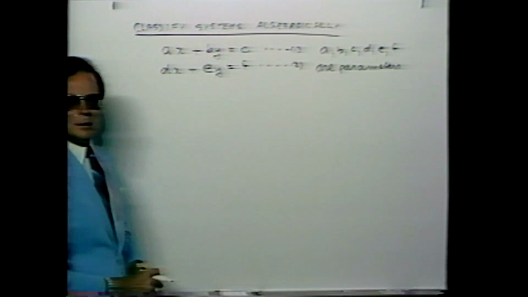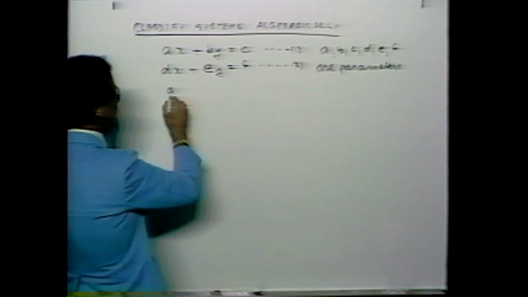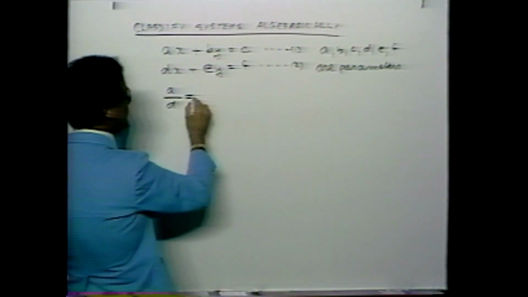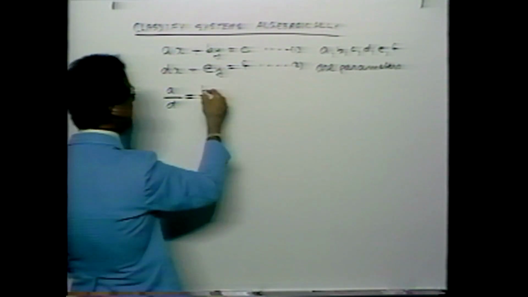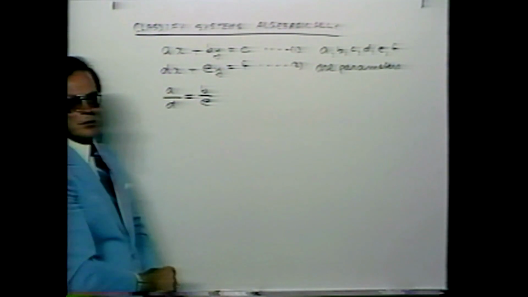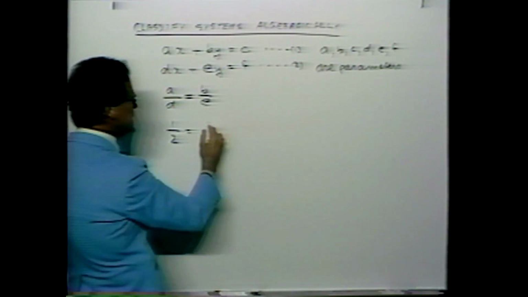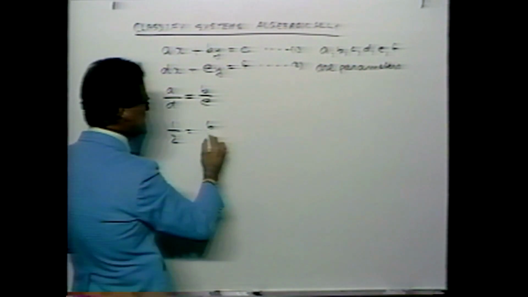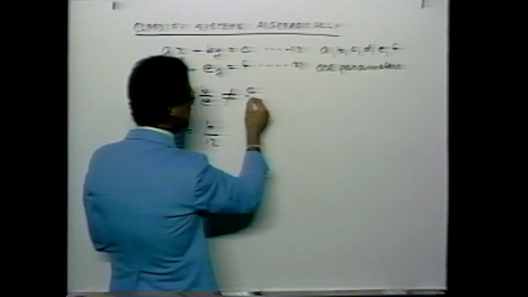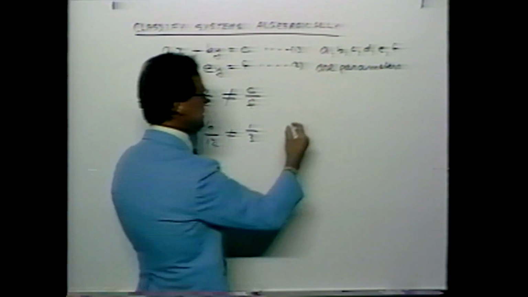Now, if we're given this situation that A over D, that ratio of numbers, is equal to B over E, the coefficient B divided by E. If these two are equal to each other, for example, if this A was a 1 and D was a 2, B was a, say, 6 and E was a 12, these ratios are not equal to the ratio of constants C over F. This system is inconsistent.